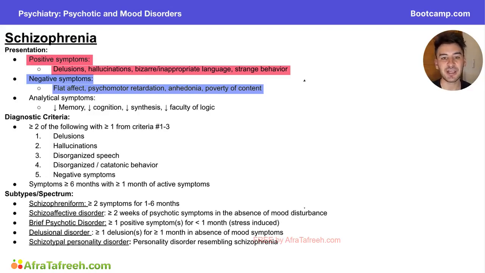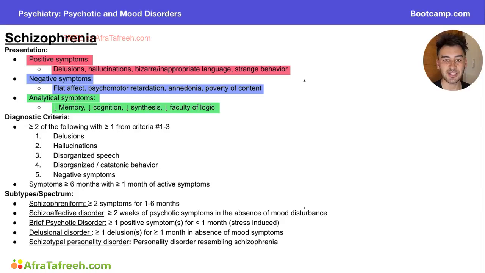Additionally, we're going to see some changes in analytical ability. So analytical symptoms are going to include things like decreased memory, decreased cognition, decreased synthesis, and decreased faculty of logic. So essentially, people with schizophrenia, their brain power goes way down and they're going to struggle with higher order tasks that you and I would be able to do quite easily.